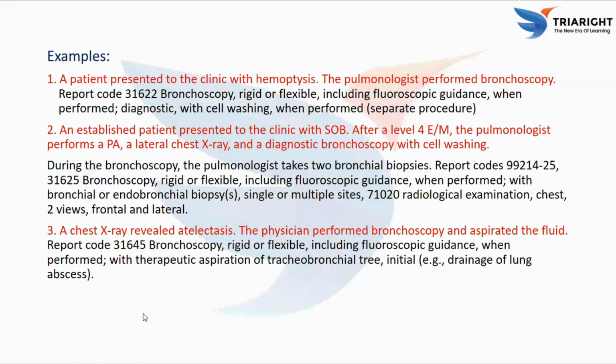And here are some examples of the surgery section in respiratory system. So the first one is a patient presented with hemoptysis and the pulmonologist performs a bronchoscopy. So what happened here? Patient coughing up the blood. So the doctor performed a diagnostic bronchoscopy with cell washing. So what is the correct code? CPT code 31622, which is assigned for the bronchoscopy, rigid or flexible, diagnostic, and which also includes the cell washing when performed.